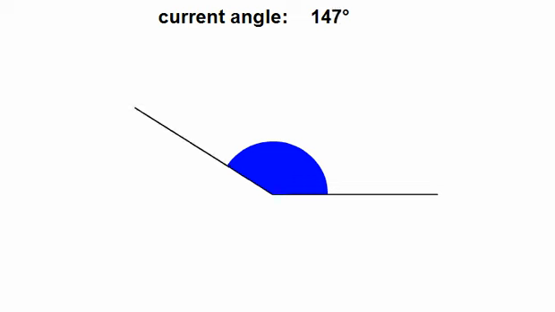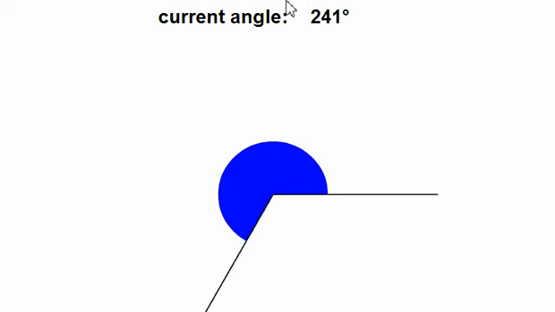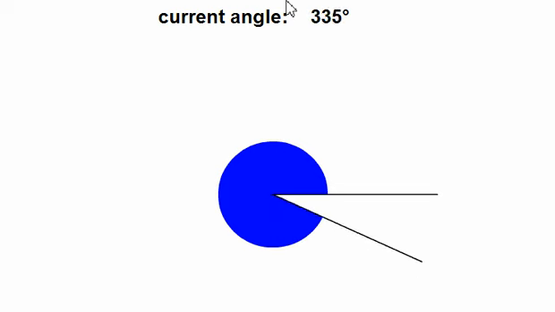Obtuse, straight, and reflex. Reflex angle keeps being reflex angle, and now this is the 360 degrees.